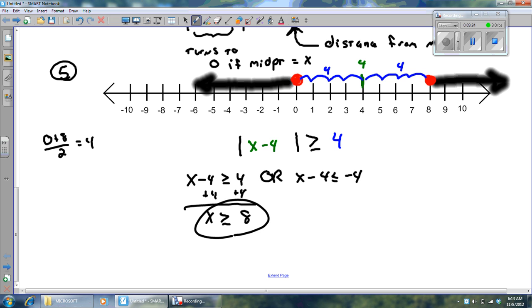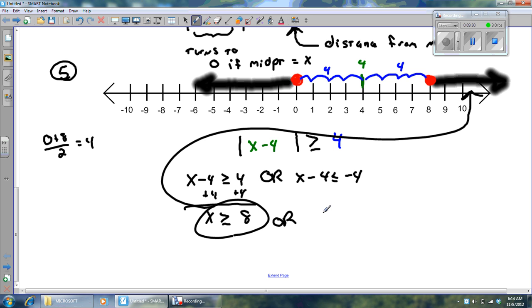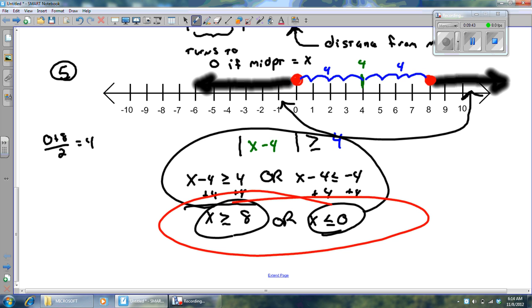Hey, that looks like that part of the graph, doesn't it? Or add 4 to each side, x is less than or equal to 0. And that looks like the other part. And of course my solution is actually this for my check. But this is the answer to the question.